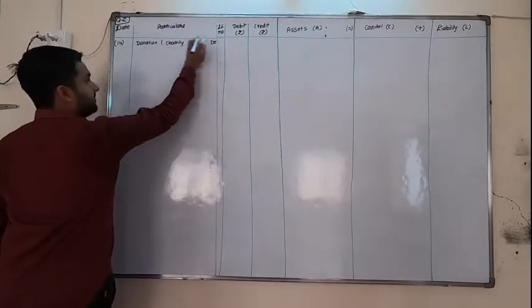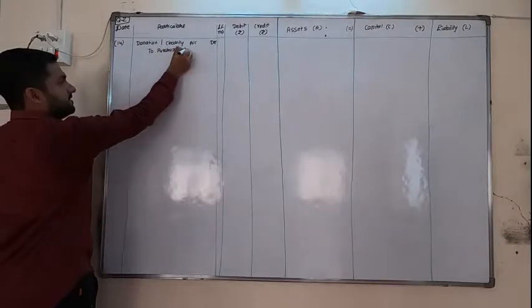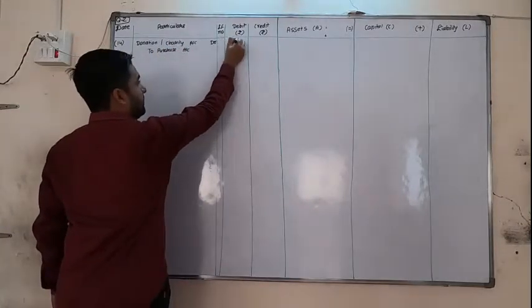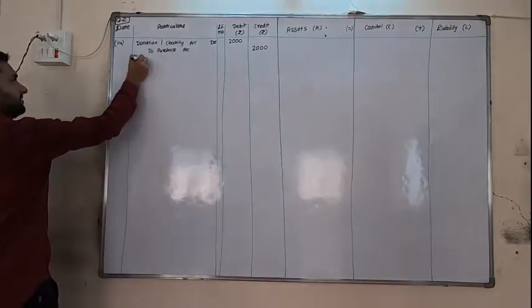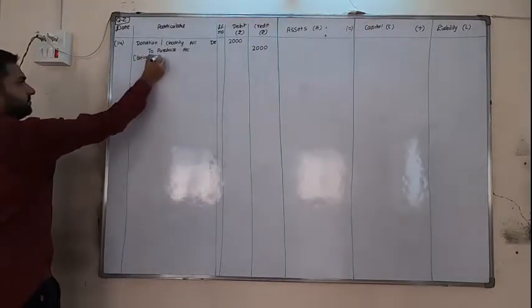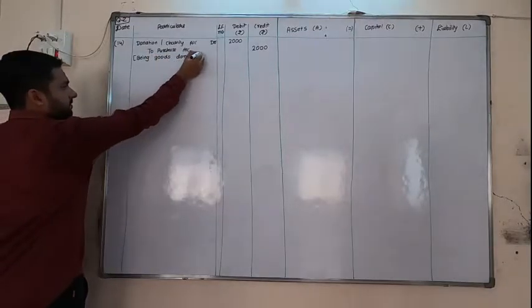Account debit to purchase account 2000, being goods donated.